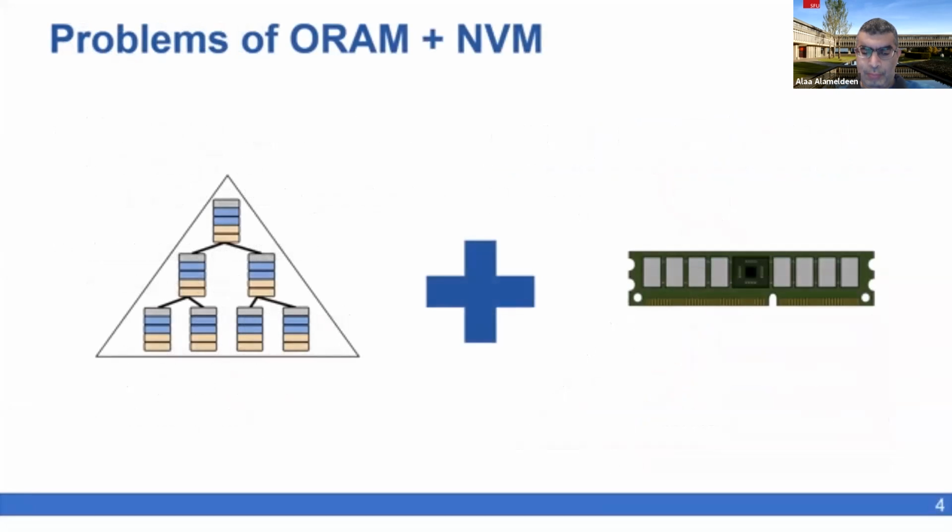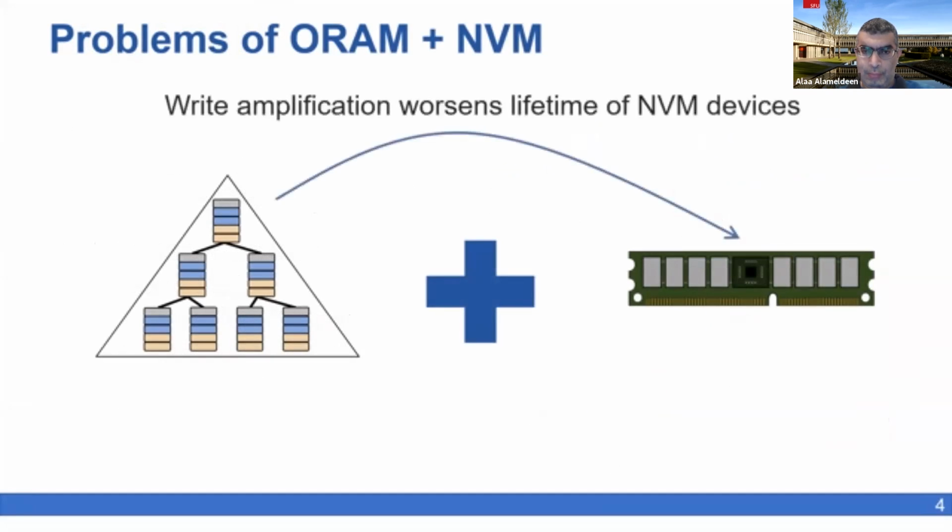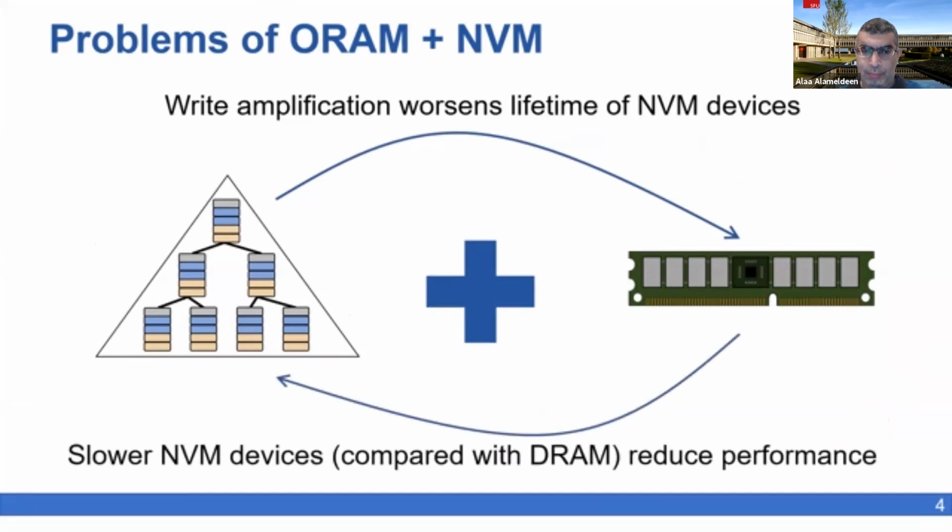Although using ORAM to protect NVM security is attractive, it also faces two challenges. The first one is the write amplification of ORAM that worsens the lifetime of NVM. The second one is that the slow NVM reduces system performance.